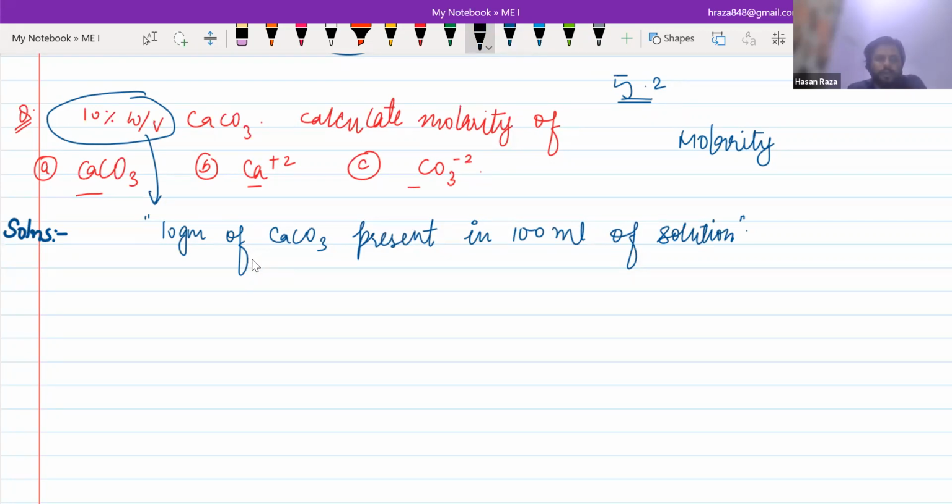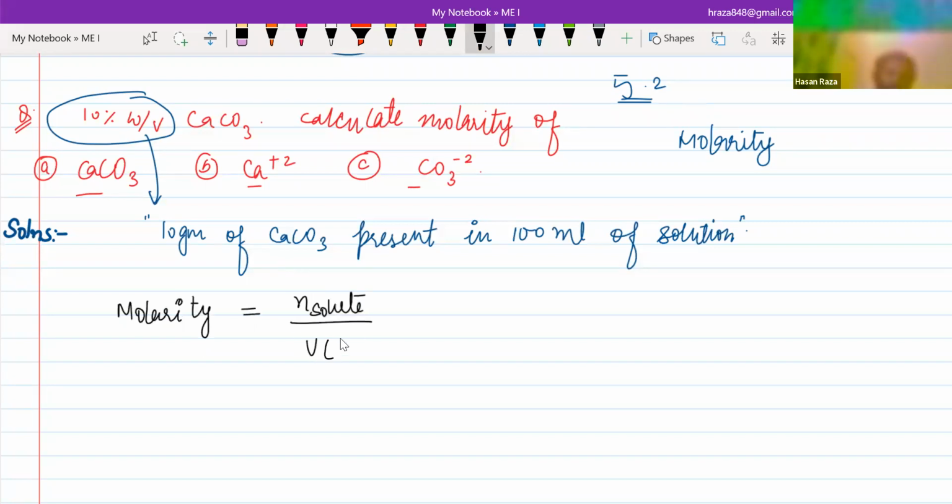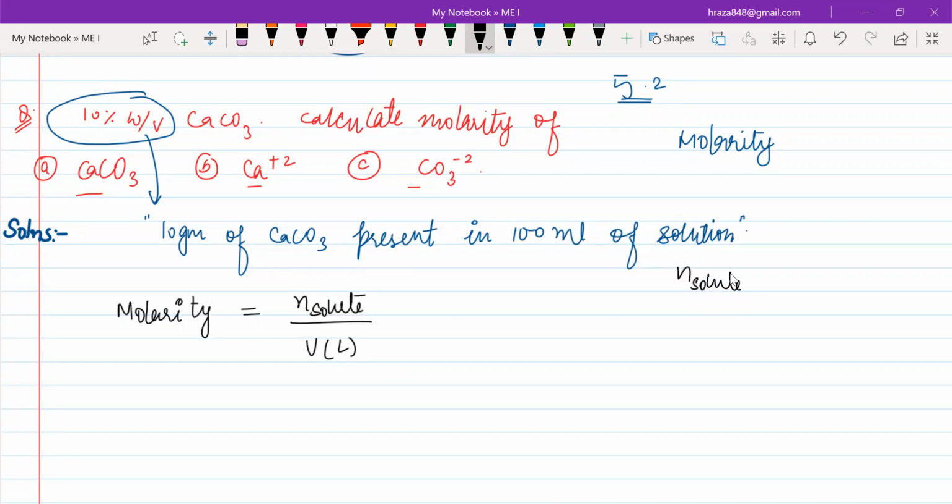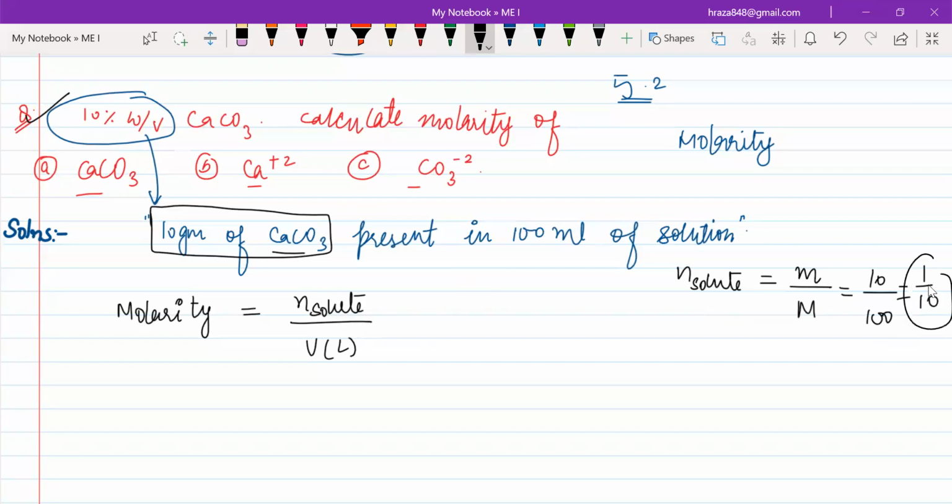Now I'm going to apply the formula of molarity. Molarity is basically number of moles of solute upon volume of solution in liter. So what is number of moles of solute? It is not given directly, but we can calculate it as given mass upon molar mass. Given mass of solute is 10 gram, since CaCO3 is your solute. And the molar mass of CaCO3 is 100. So the moles that you have got is 1 by 10 moles.